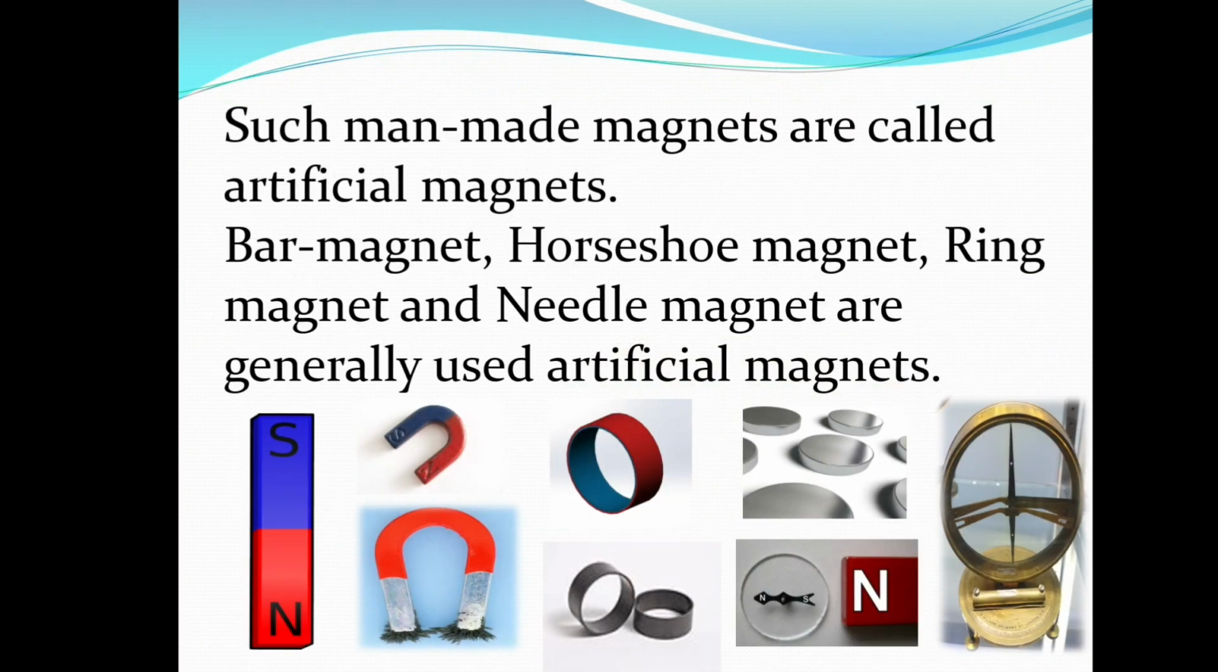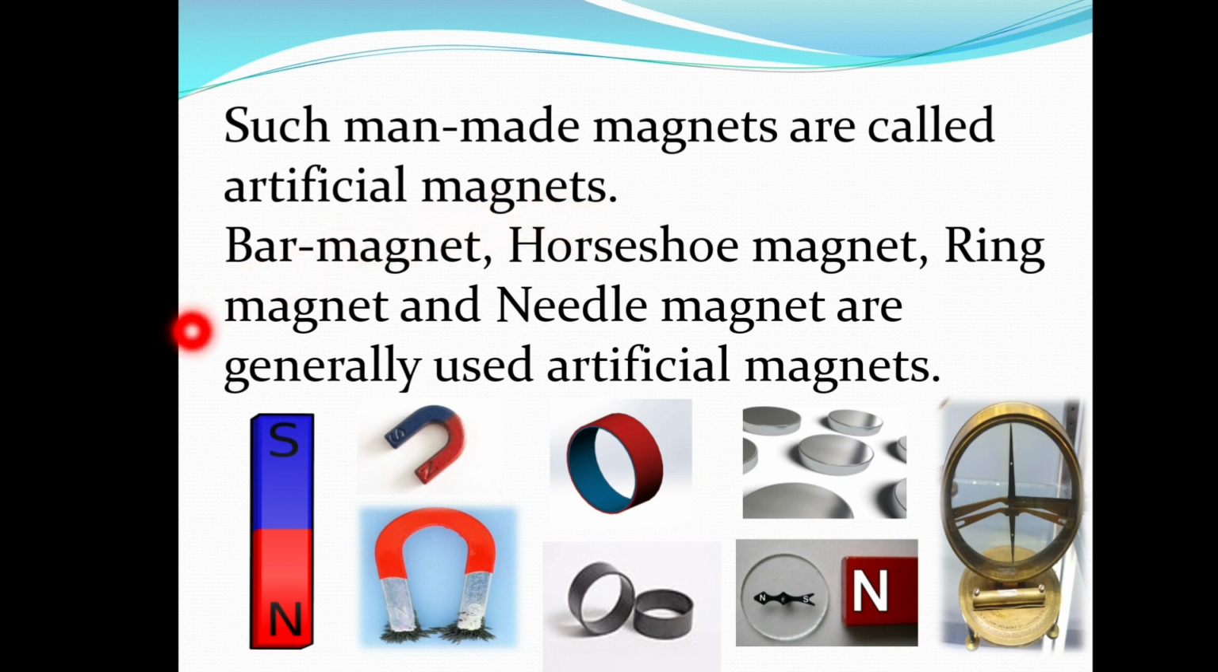So we learnt the method of magnetization and we created many kinds of magnets. Such magnets made by us, made by man, are called artificial magnets.